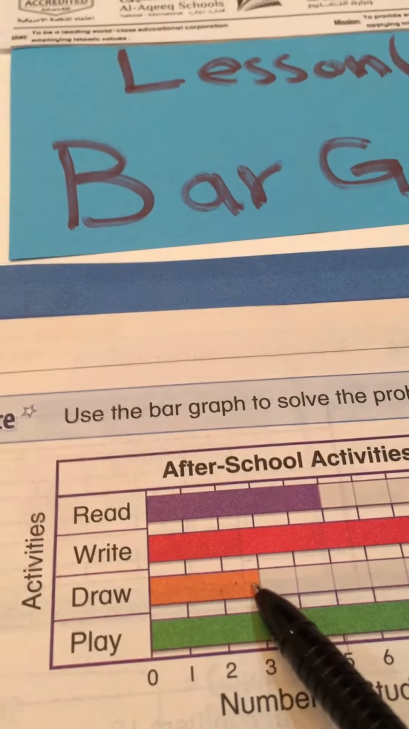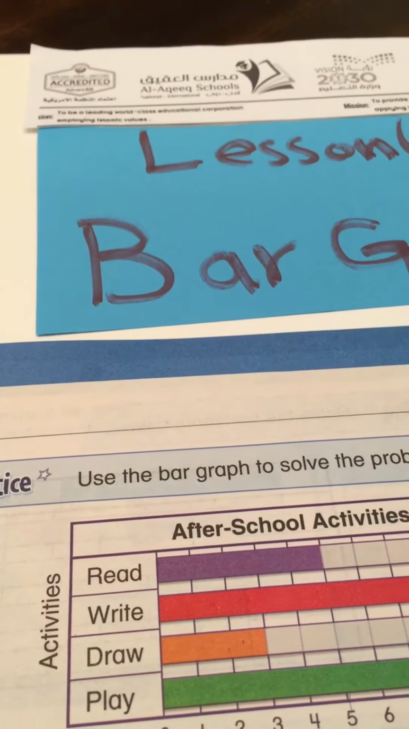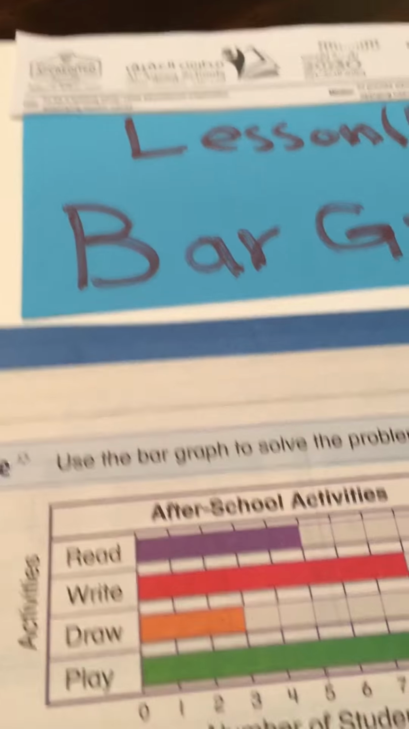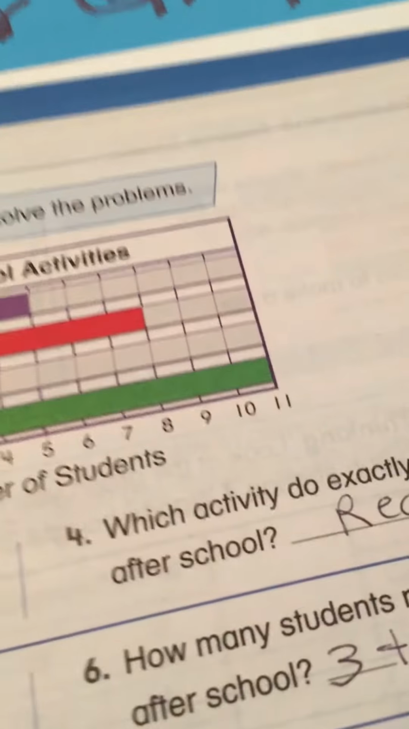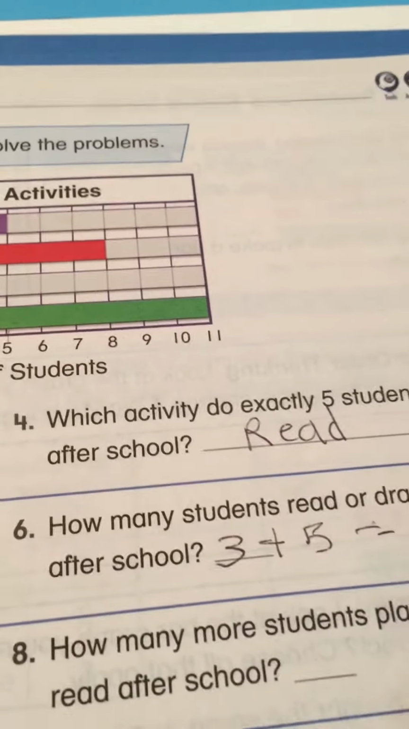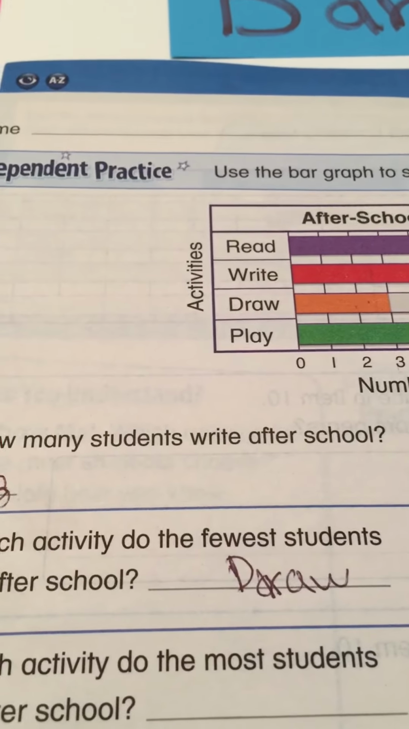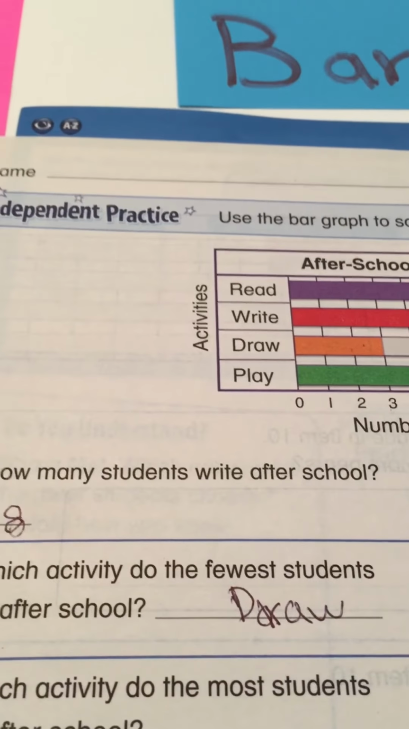So 3 students draw and 5 students read. Then if we want to put them together, 3 plus 5 equals 8. So 8 students are doing drawing or reading. So number 7, which activity do the most students do after school?